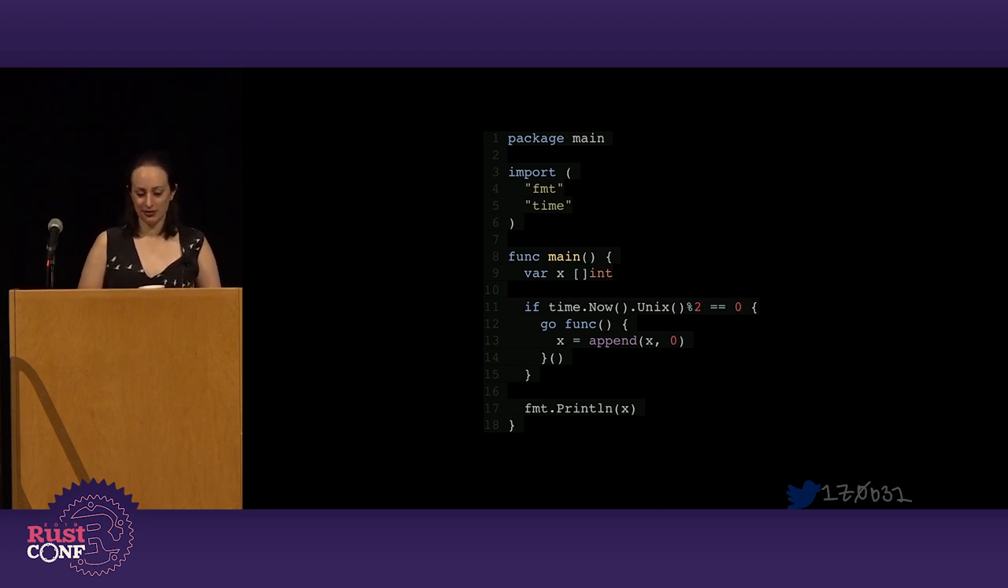Here's a little program where basically half of the time it attempts to append something to an array in what's called a Go routine. So basically, not a thread, but like a green thread type thing. However, Go's slices or arrays are not thread safe, and so this part will give you some funkiness.